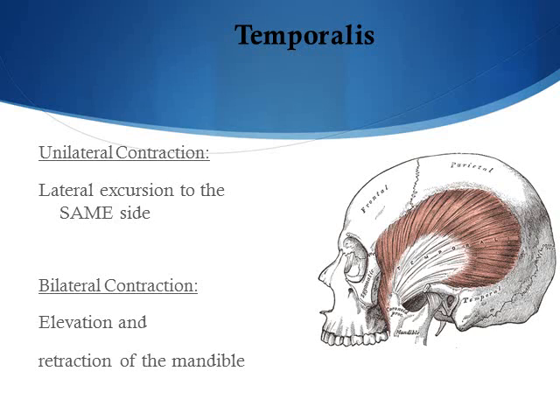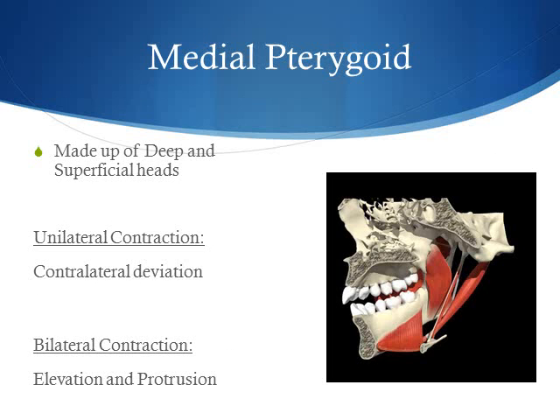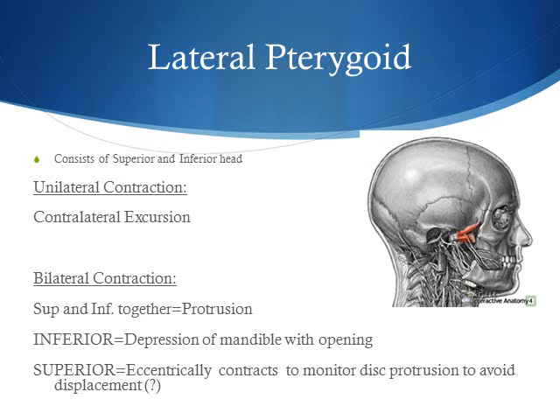The temporalis muscle. A unilateral contraction will cause lateral excursion to the same side. Bilateral contraction of the temporalis will cause elevation and retraction of the mandible. The medial pterygoid, made up of deep and superficial heads. A unilateral contraction will cause contralateral deviation. Bilateral contraction will cause elevation and protrusion.